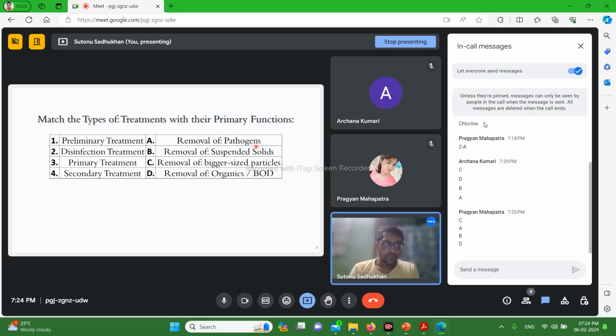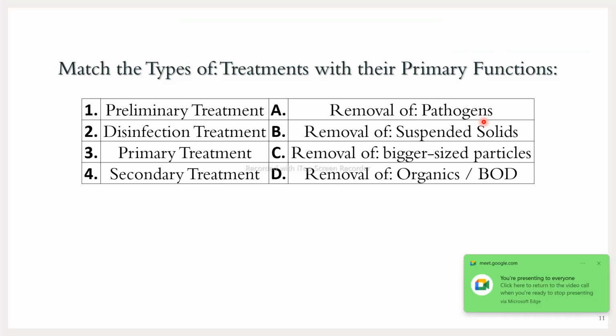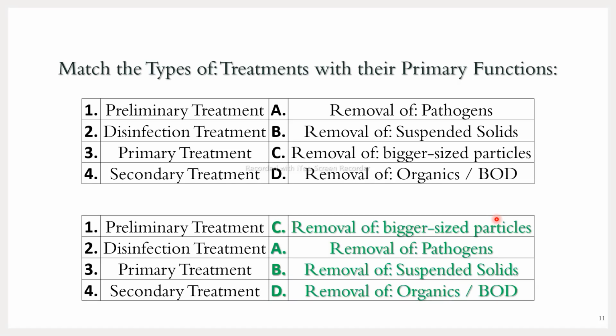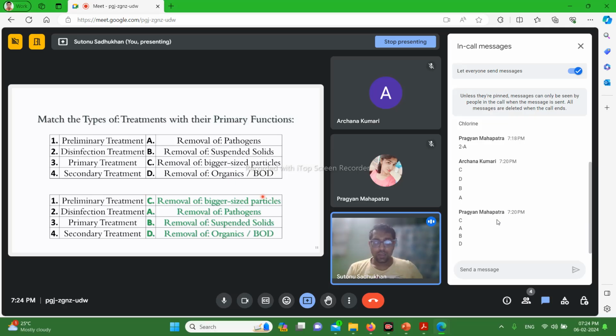Okay, so now let's see what you have told. So Archana is telling the order as CDBA, and Program is telling as CABD. Okay, so the first one and the third one, your answers are the same, and option B and D you are saying differently. Okay, so let's see what the answer is. So the disinfection, that is, you are linking 2 with A. So Progan has told this one correctly. The order Progan has given is correct.